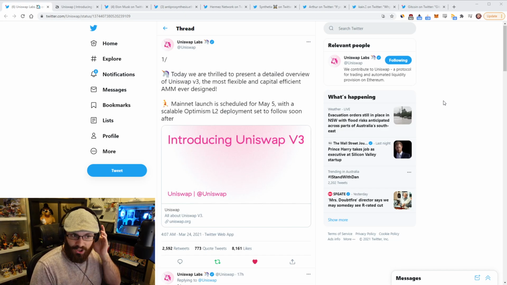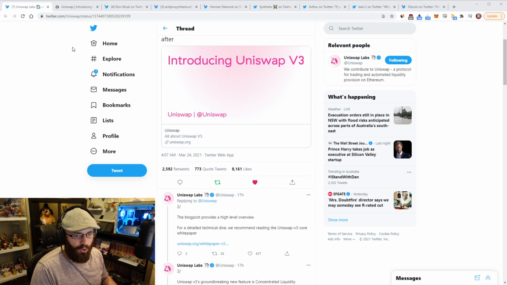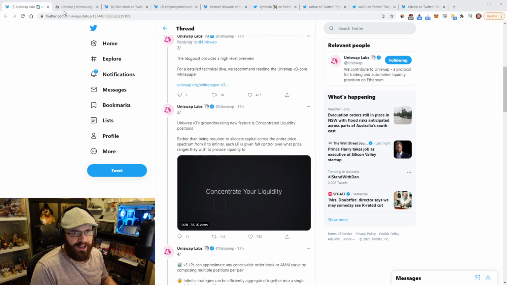So I guess there's a lot to talk about here, right? And I'm sure you've seen plenty of people on Twitter talking about this today and doing breakdowns of it, what the implications are and everything like that. But basically, the major features of V3, so there's a few. I guess the biggest one is what they're calling concentrated liquidity.